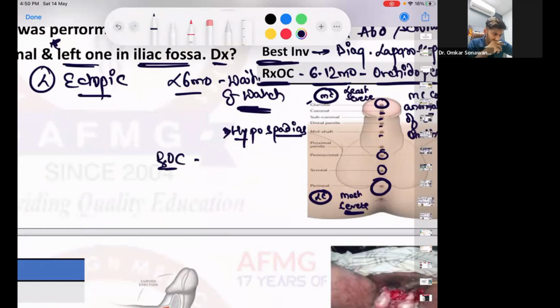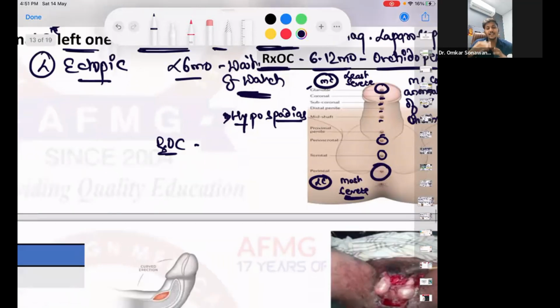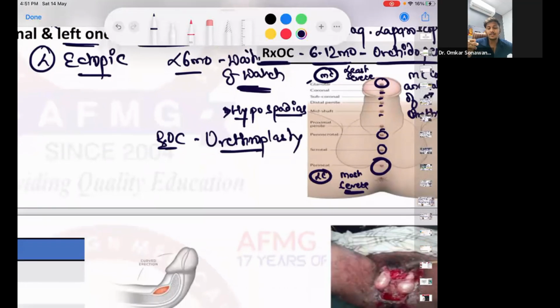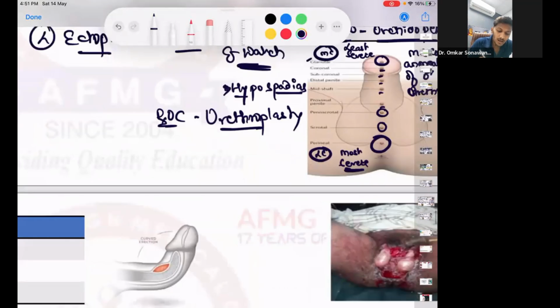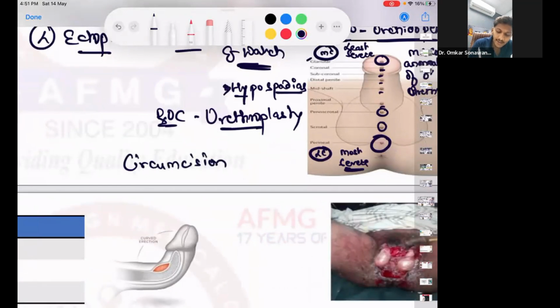The treatment of choice for hypospadias is rebuilding or reconstruction of the urethra, and that is called urethroplasty. Please remember, urethroplasty is usually done with the foreskin or prepuce, and therefore we need this foreskin for urethroplasty, and so circumcision is absolutely contraindicated. Circumcision is contraindicated in patients of hypospadias.